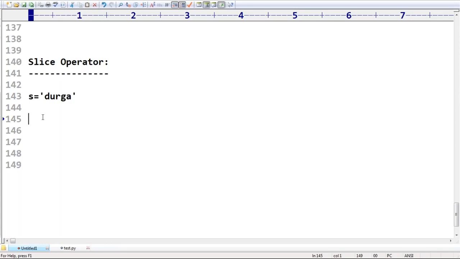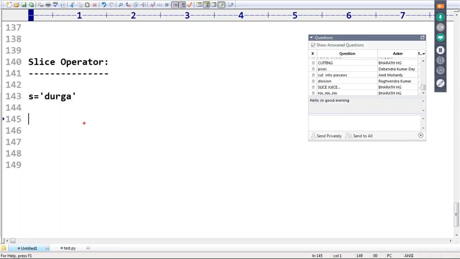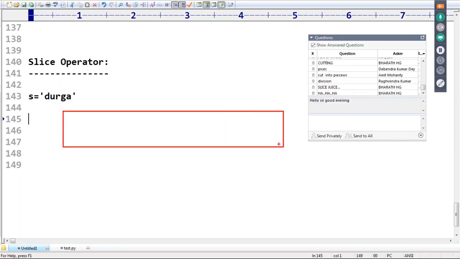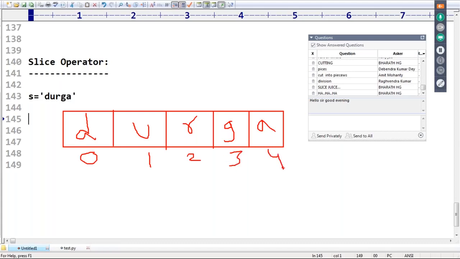Now, do you know internally how this Durga is going to be represented? Remember that, sir. So D, U, next R, next G, A. Just D, U, R, G, A. Observe a bit very carefully, sir. Now, what is the index? Sir, string is always index based. What is the index of D? 0, 1, 2, 3, 4, sir.